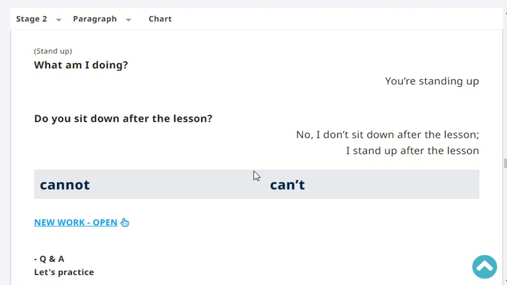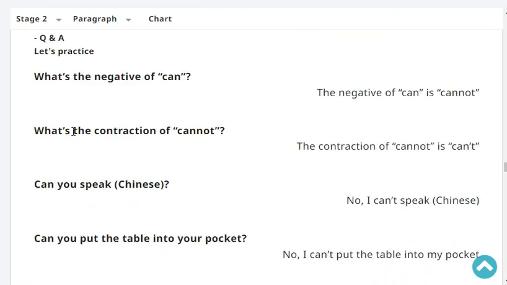Do you sit down after the lesson? No, I don't sit down after the lesson. I stand up after the lesson. Very good. Okay, what's the negative of can?